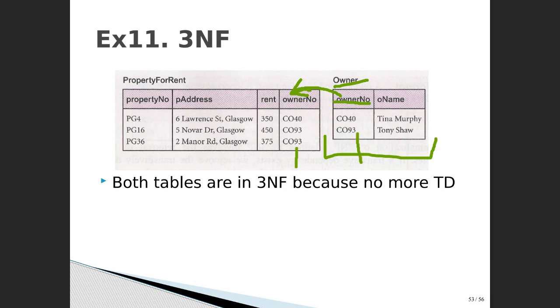All right, so now we can say that all these relations are normalized in first normal form, second normal form, and third normal form.